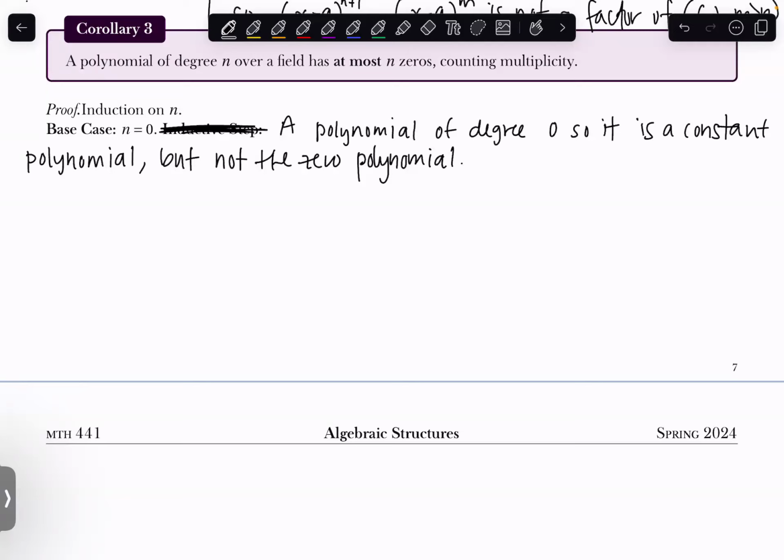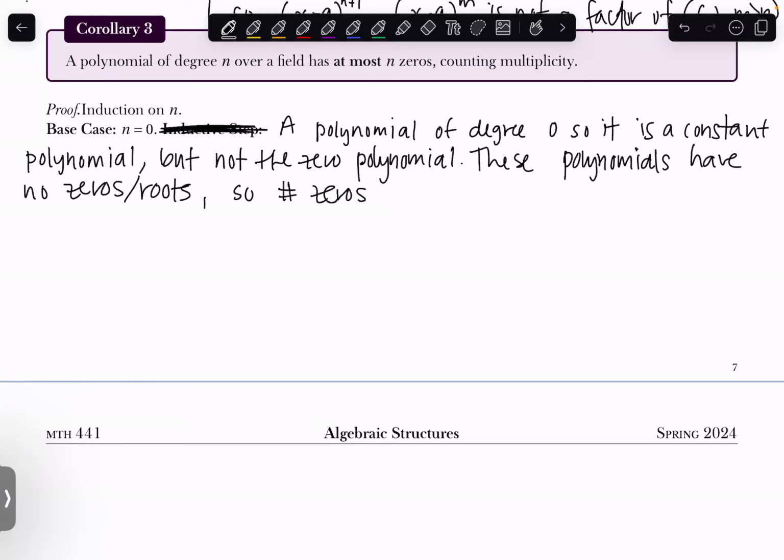This is really confusing because I'm saying zero a bunch of times. I can say roots instead. I really have zero roots showing up here, and my corollary is asking me to show at most I have zero roots. Okay, so here, these polynomials have no zeros or roots. So the number of zeros or roots is less than or equal to n, which is 0 here. So it does actually satisfy. At most, I could have 0 roots, and I know I have exactly 0 roots, so it's okay.